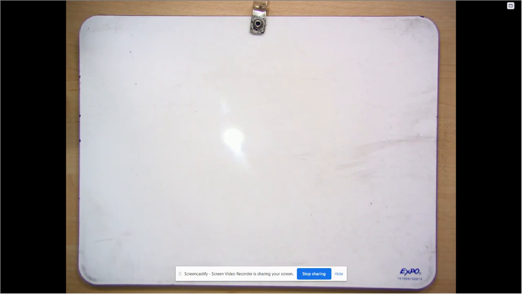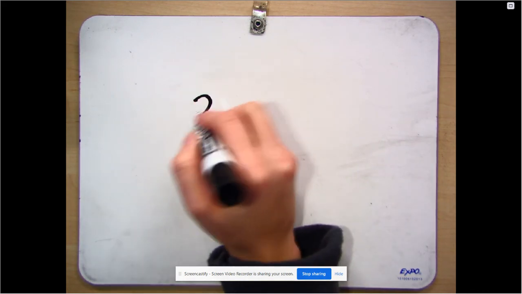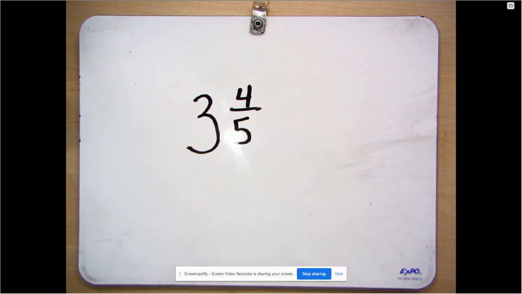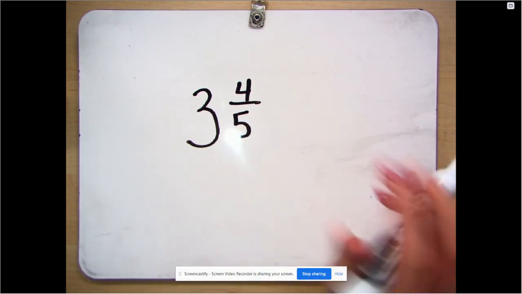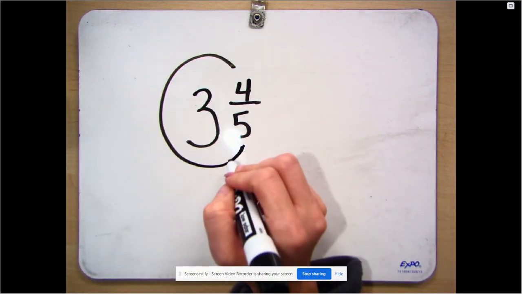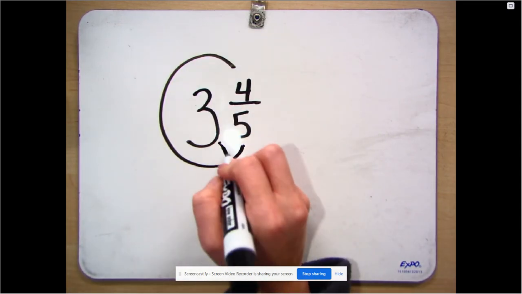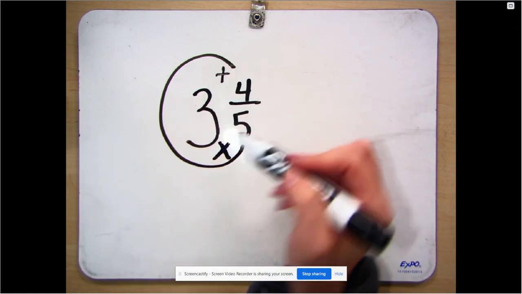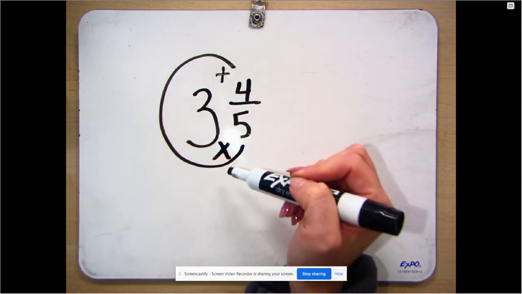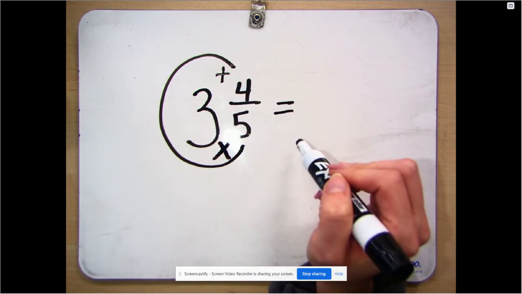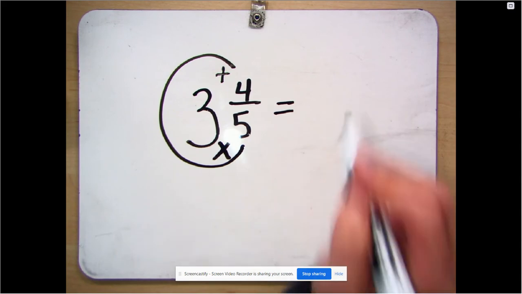I would like you to take 3 4/5 and turn it into an improper fraction. Remember, when we do a mixed number to an improper fraction, we do our backwards C. We multiply the denominator by the outside number, and then we add the numerator. Go ahead and do that now. Type your answer in once you got it.